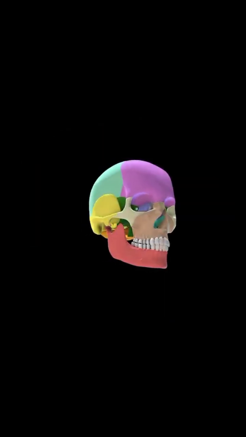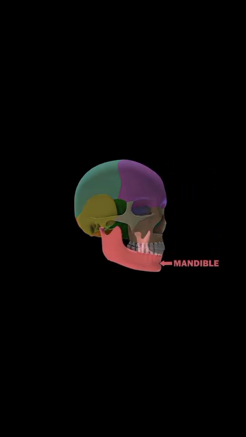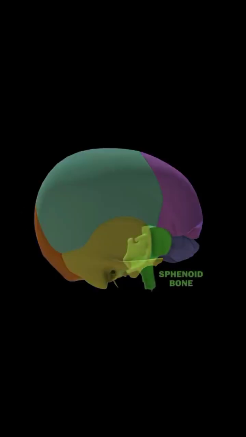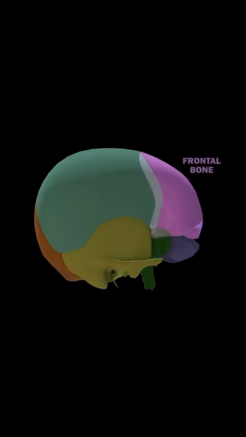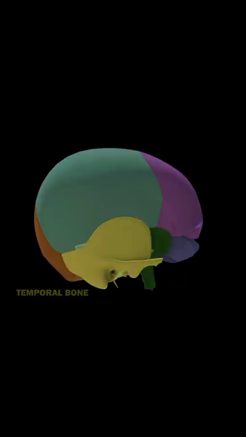With the exception of the mandible, the bones of the skull are joined by sutures, which are a kind of joint that is synarthrodial. In other words, it can't move. The 8 cranial bones include 1 occipital bone, 1 sphenoid bone, 1 ethmoid bone, 1 frontal bone, a pair of parietal bones, and a pair of temporal bones.